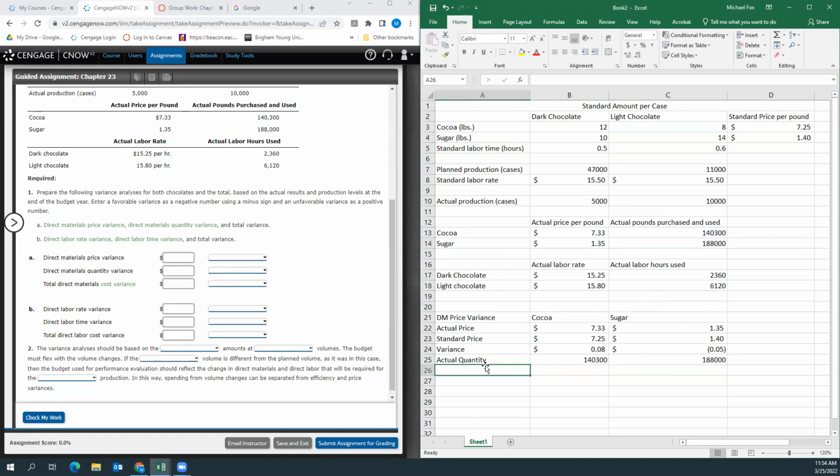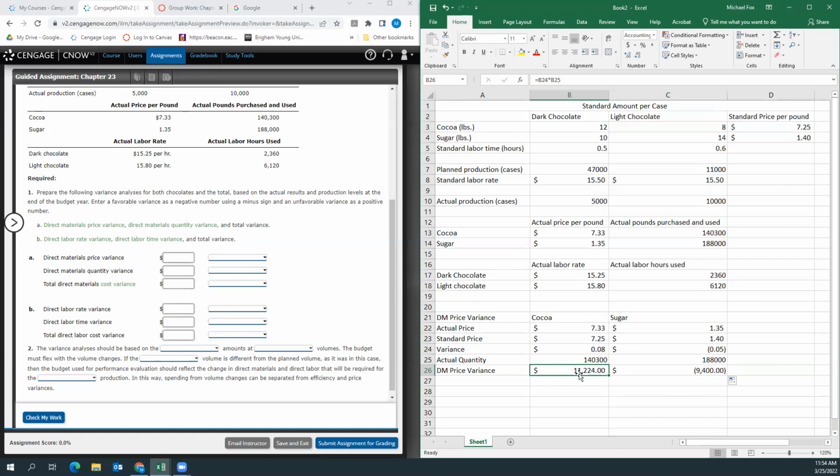So my direct materials price variance is just going to be my variance per pound times my actual quantity in pounds. And there it will be. I'll do the same for sugar. So what we would say is that we have an $11,224 direct materials price variance for cocoa, and it's unfavorable because it's positive.